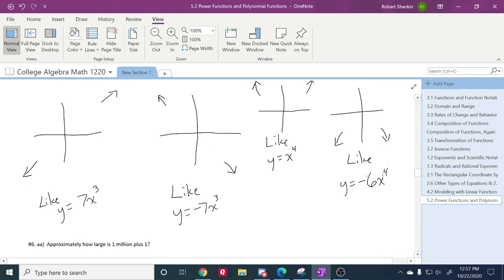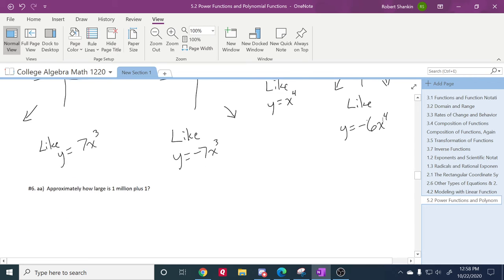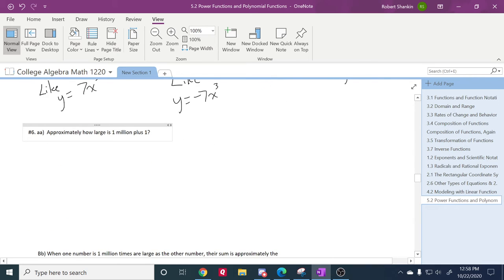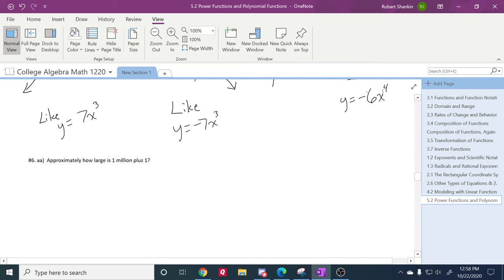Okay. Let's go to this next one. Approximately how large is 1 million plus 1? And enter into your chat group what you think the answer is.